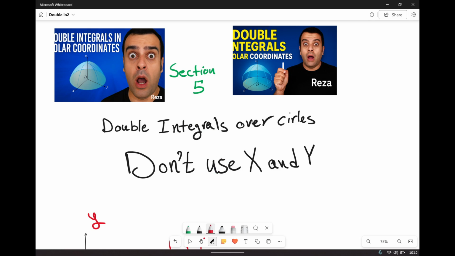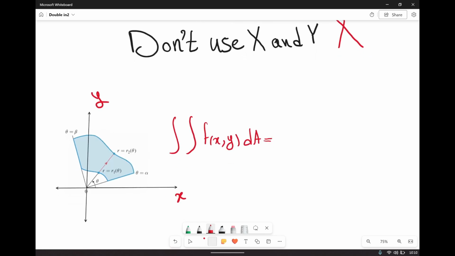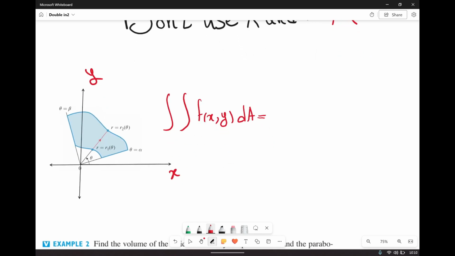In double integrals over the circle, please don't use x and y, because the calculation after that is so nasty. What we must do? We must learn polar coordinates. Let's dive in. At first, I'm going to build this formula.